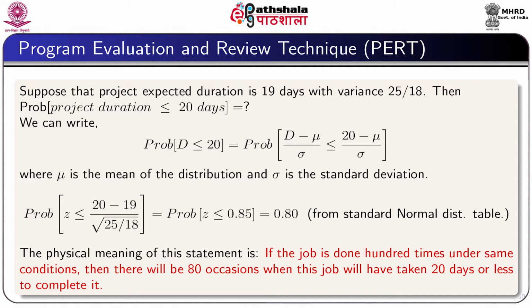Since (d minus mu) by sigma is the standard normal variate z, we can write probability of z less than or equal to (20 minus 19) divided by root over 25 by 18, which is equal to probability of z less than or equal to 0.85, and which can be obtained as 0.8 from the standard normal distribution table.